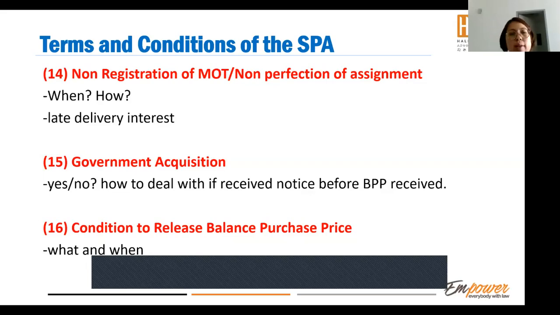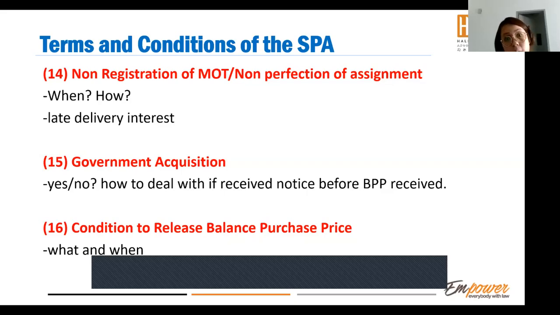And if somehow the vendor receives this notice only after the SPA is signed and before the balance purchase price is received, how do we deal with this? The vendor must notify the purchaser within how many days? Then it's up to the purchaser. It must be an option for the purchaser to decide whether to proceed with the sale and purchase agreement or to terminate.